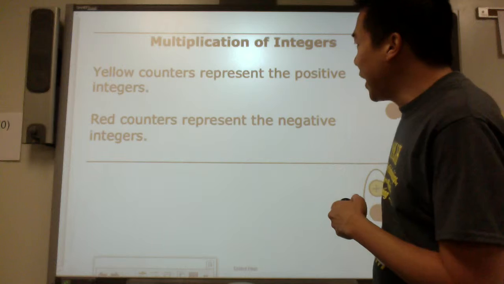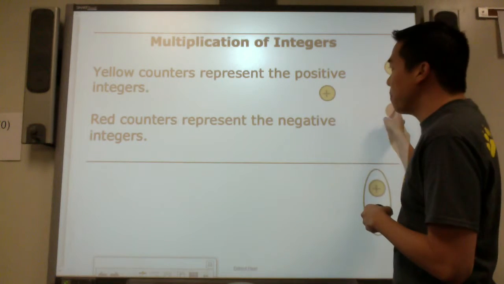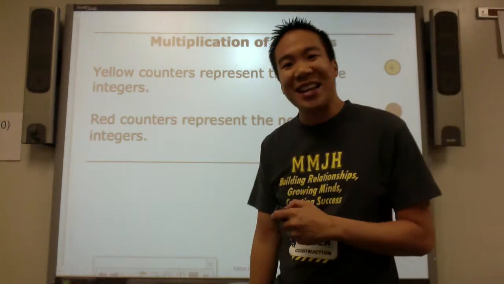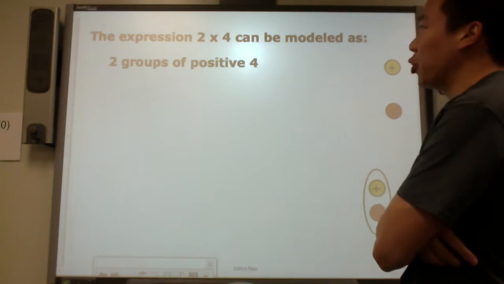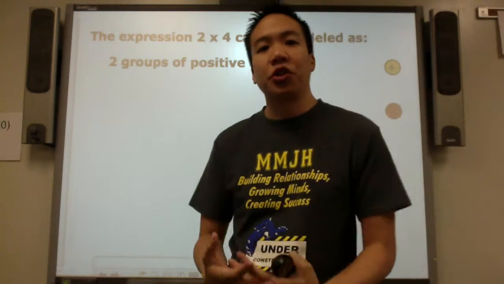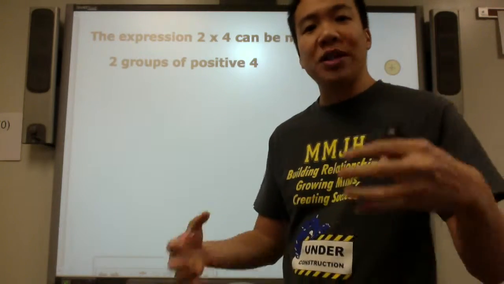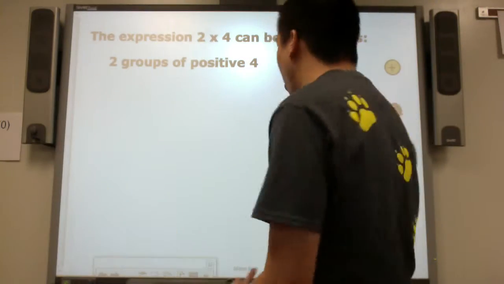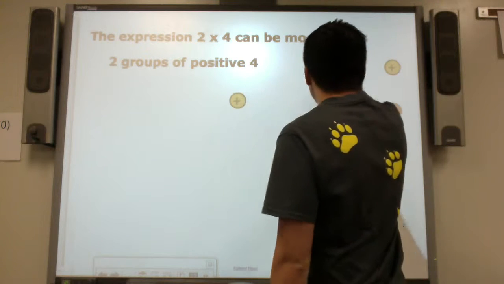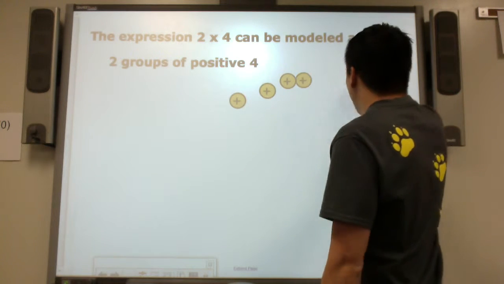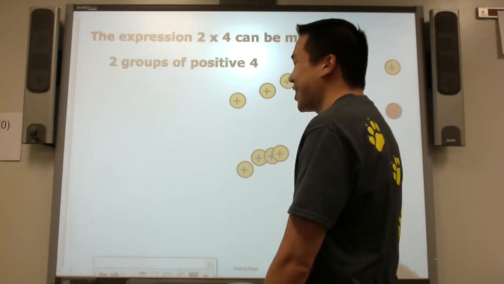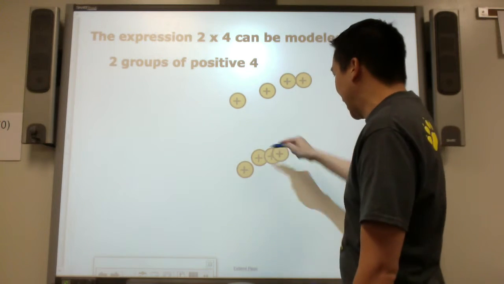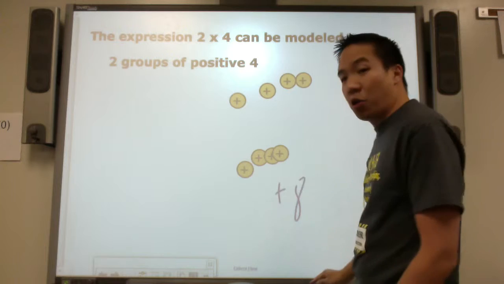All right, so multiply integers. Yellow will represent positive. Red will represent negative. The expression 2 times 4 can be modeled as, you learned this since third grade, 2 groups of 4. So it's 2 groups of positive 4. Here's one group of positive 4. Here's a second group of positive 4. So what is the product of this? Count, positive 8, which is 8.